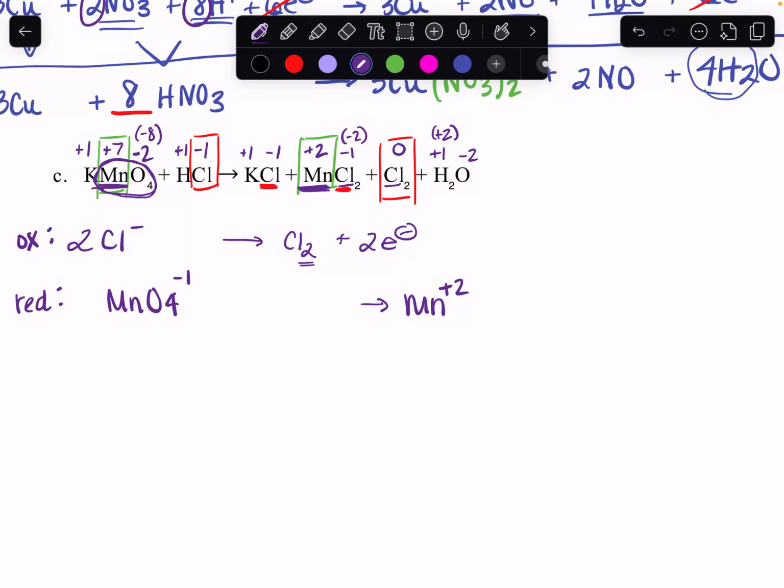Going down to MnO4 on the bottom, the manganese is already balanced. There's just 1 of each. So I'm going to go for the oxygens. I need to balance these 4 oxygens. Well, amazing. I can just add 4 water on the other side, and that'll balance it.